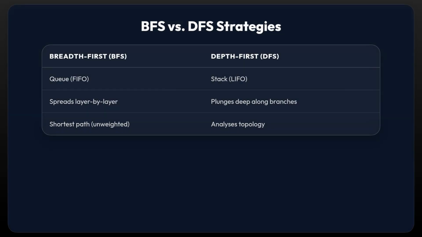We have two primary ways to explore. Breadth-first search spreads like a ripple in a pond, visiting all immediate neighbors first. It is ideal for finding the shortest path in unweighted graphs. Depth-first search, our focus today, acts like a maze solver. It plunges as deep as possible down one path before backtracking. This aggressive strategy is powered by a stack data structure.